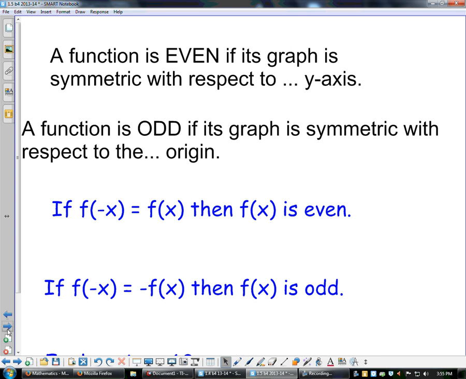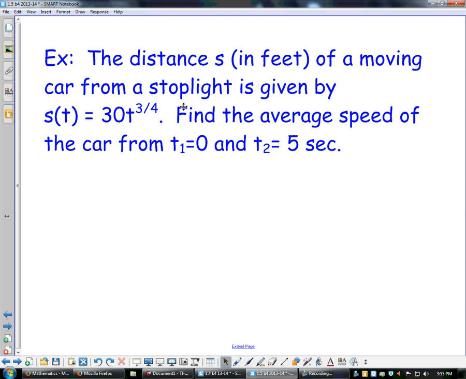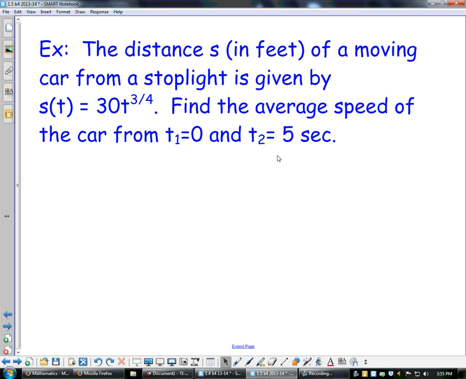Okay, so there is an example here. The distance s in feet of a moving car from a stoplight is given by s of t equals 30 times t to the 3/4, and you are asked to find the average speed of the car from t1 equals 0 to t2 equals 5 seconds. So this car is parked at a stoplight, and it's going to start moving after the light turns green.